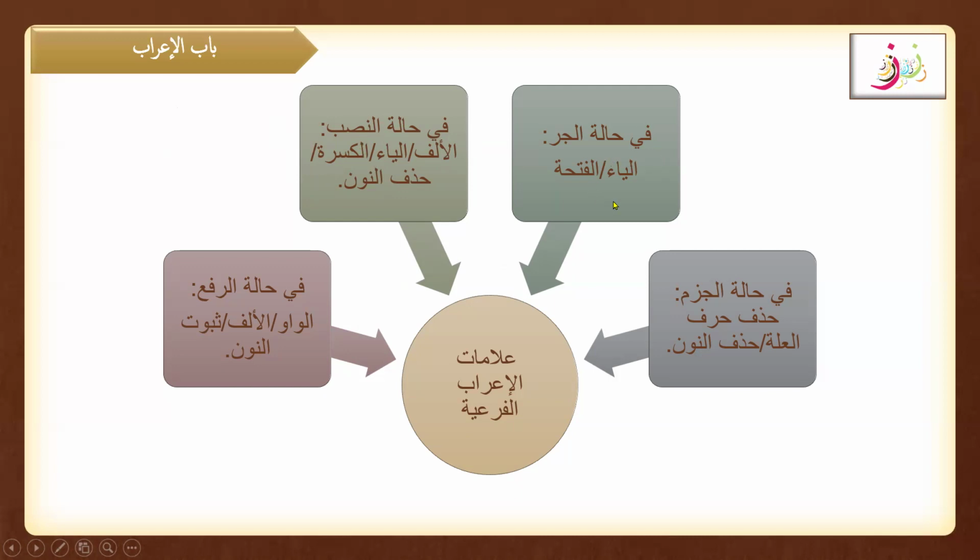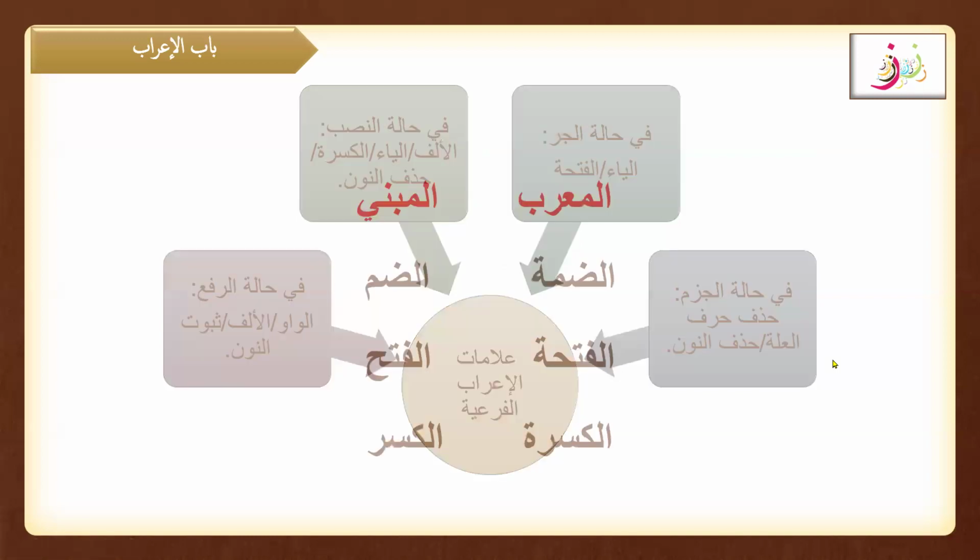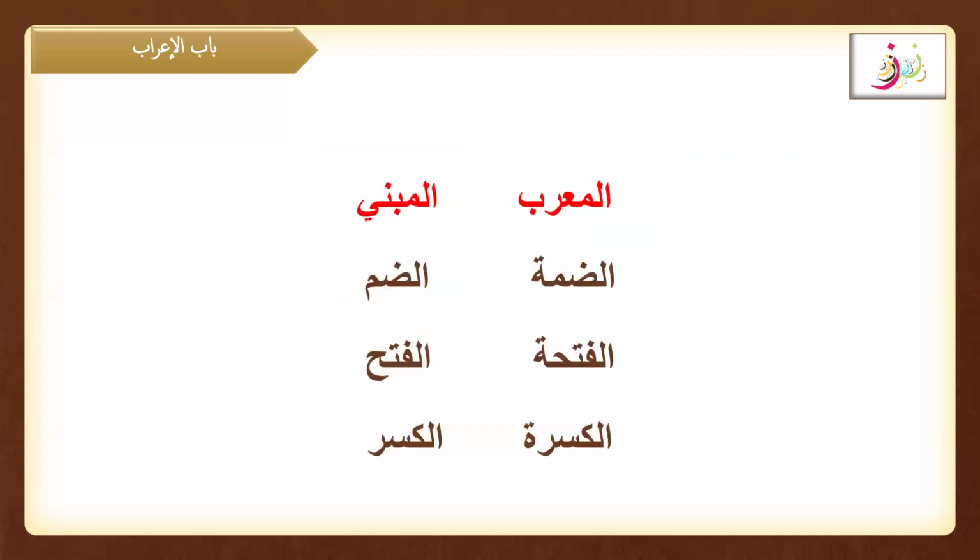For Hardik Jar, it's Ya in Fatha. We know that the real sign is the Kasra. But for Ya, the sign is Al Ya and the Fatha. For Hardik Jazam, it is Sukun, but the Fariya sign is Harf Illa or Harf Noon. It is also important to know about the Morab and Mabni when we talk about Morab.